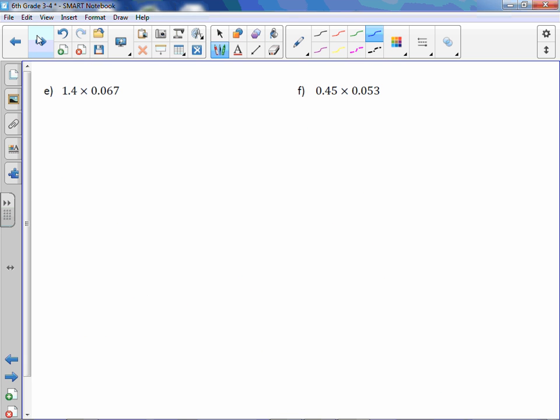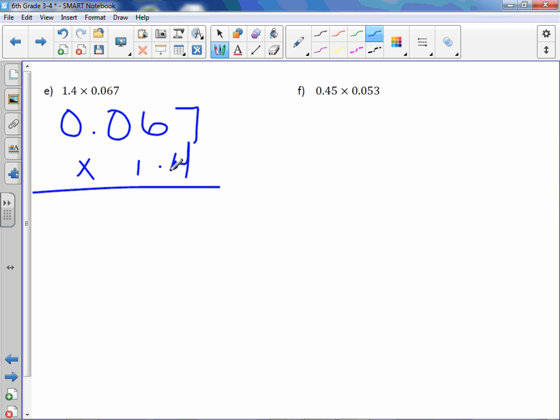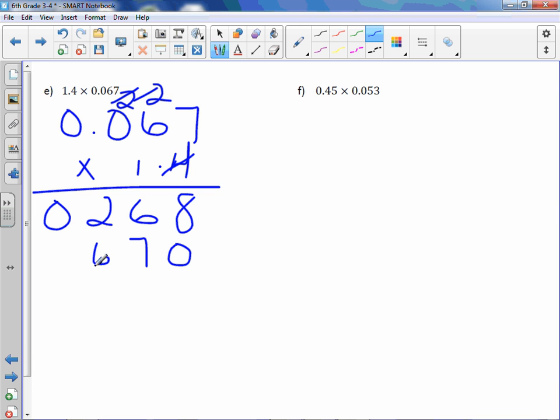Letter E, 1.4 times 0.067. 4 times 7 is 28. 4 times 6 plus 2 is 26. 4 times 0 plus 2 is 2. And 4 times 0 is 0. Cross off the 4, put a placeholder. 1 times 7 is 7. 1 times 6 is 6. 1 times 0 is 0. And 1 times 0 is 0. Add them up.